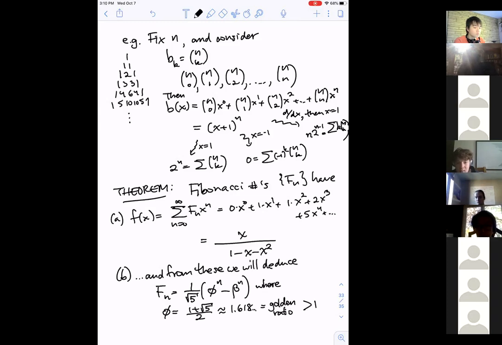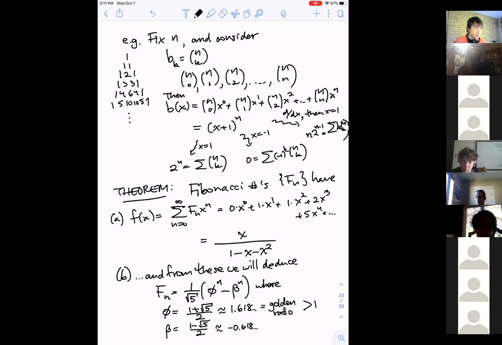It's greater than 1, that's the important thing. And that's the one that's going to control the growth of the Fibonacci numbers. The other one, this minus beta to the n, is going to be smaller. It's going to actually be a negative number. It's 1 minus the square root of 5 divided by 2. And so it's about negative 0.618.